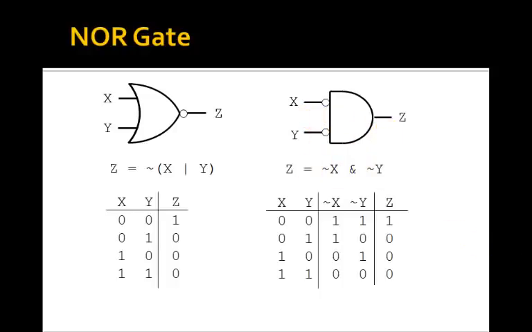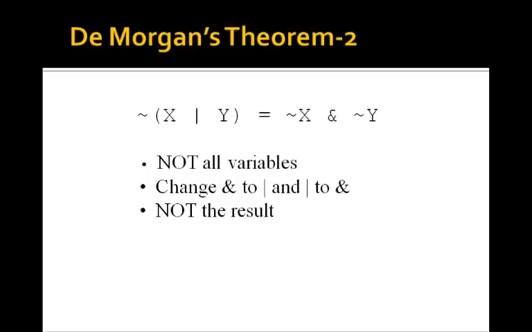Now, this is another example of DeMorgan's theorem with exactly the same rules we had before. That is, we not all the variables, so this X becomes not X, this Y becomes not Y. We change ANDs to ORs and ORs to ANDs, this OR becomes an AND, and we not the result, the not goes away, and indeed this is a Boolean identity.